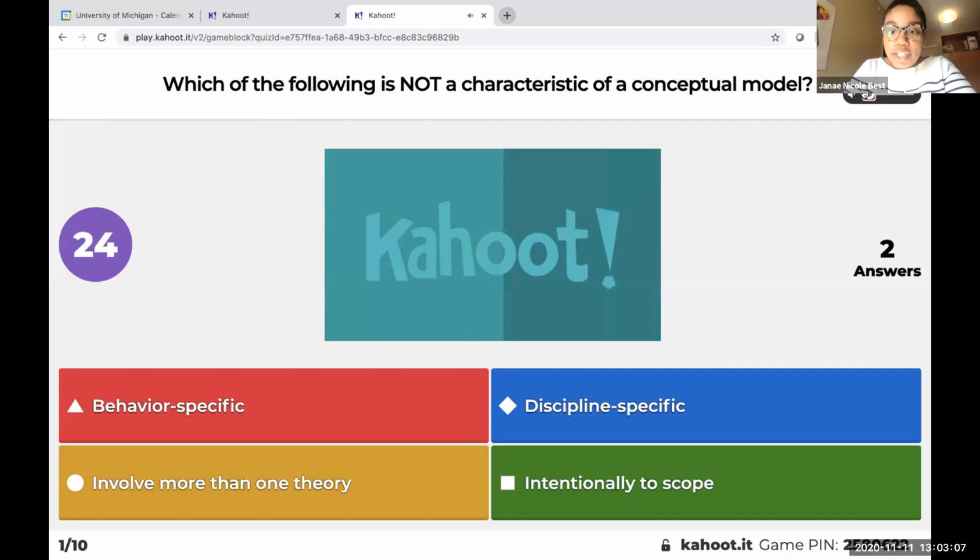Discipline specific, involve more than one theory, intentionally to scope.